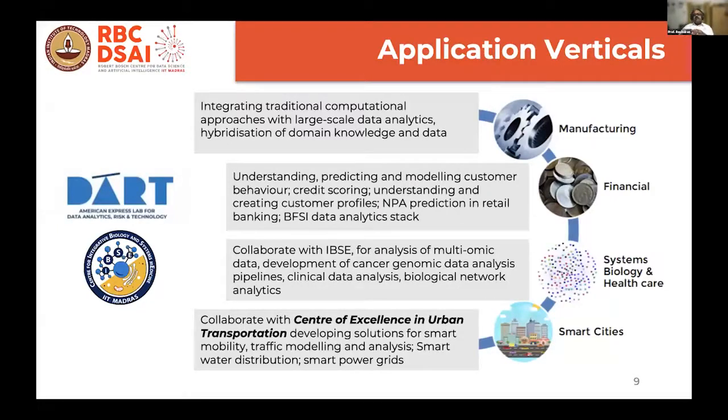traditional first principle models that people use for modeling large scale systems, and also look at how to improve those with data-driven applications. We do a lot of work in the fintech space, looking at things like credit scoring, customer behavior modeling, and risk prediction. We work in systems biology and healthcare with various non-governmental bodies as well as companies. And we do a lot of work in the smart mobility space, and also in water distribution, power grids, and pollution modeling in the smart city space. So these are the various verticals we look at.